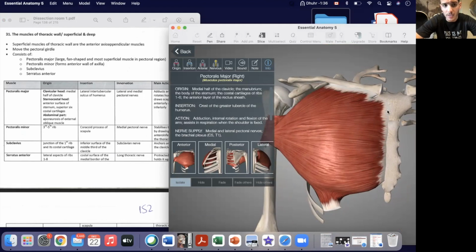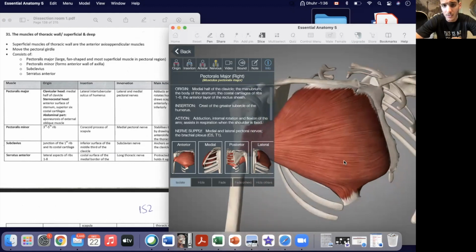The sternocostal head originates from the anterior surface of the sternum and superior 6 costal cartilages. So here, anterior surface of the sternum and the superior 6 costal cartilages. And then finally, you have the abdominal part, the aponeurosis of the external oblique muscle. When you study the external oblique muscle, you'll find that it has an aponeurosis. So that's where the abdominal part originates from.